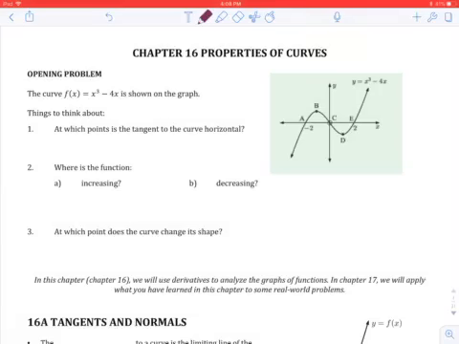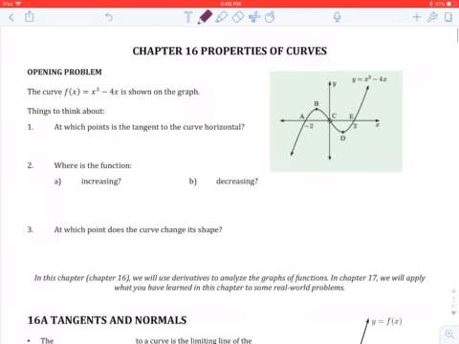All right, I want to start by taking a look at this opening problem, and I'd like for you to pause and try to answer these first three questions. So my curve is shown on the right, and we want to think about at which points the tangent is horizontal. Hopefully you recognized that was at points B and D. We have my horizontal tangents.